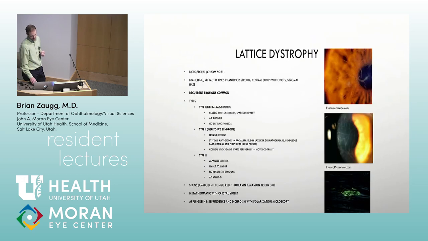Okay, and then lattice. So with lattice, you're just thinking linear lines, look like cracks in the cornea. And there's lots of associations. I hated lattice because they could test you on tons of different stuff with lattice. It's a little bit of a trickier one because there are all these different types that can be involved.